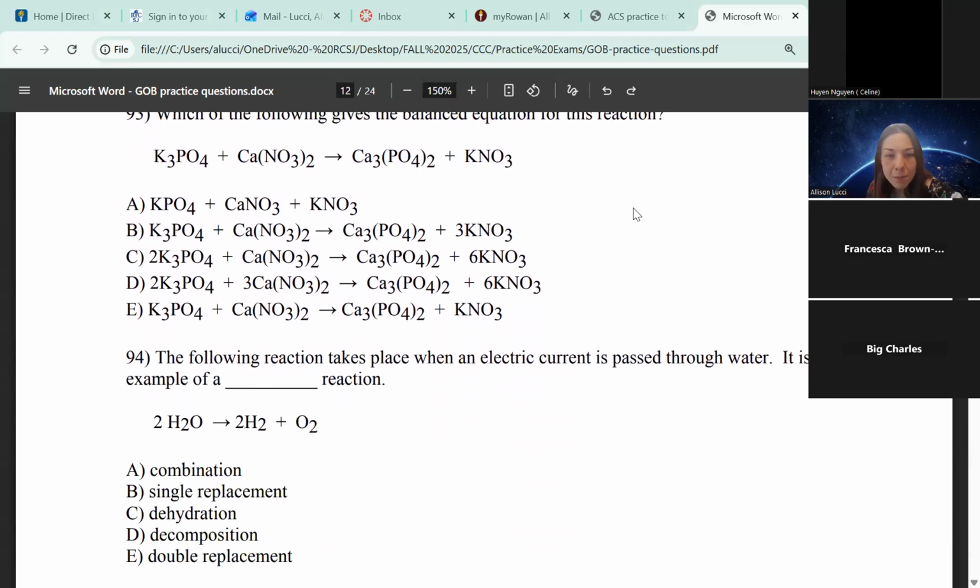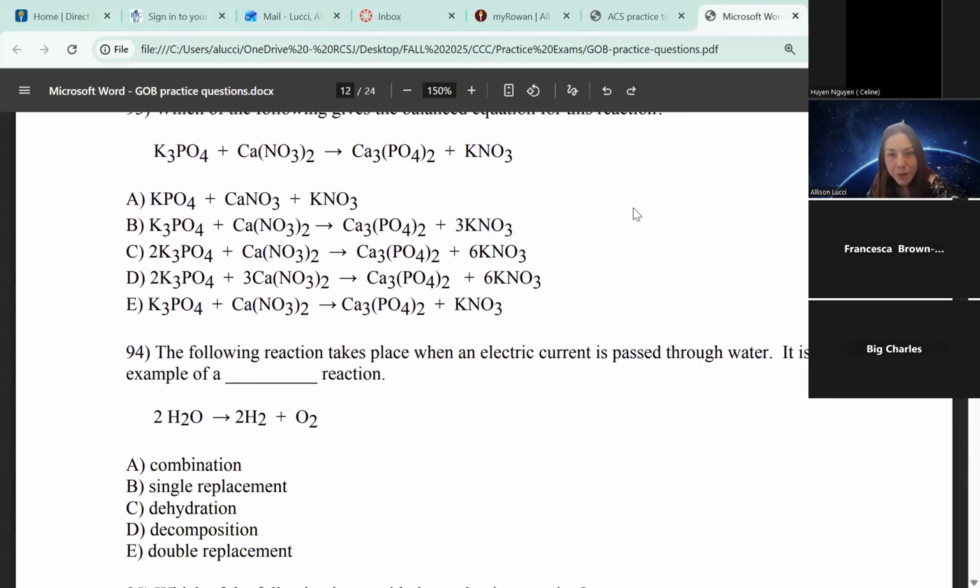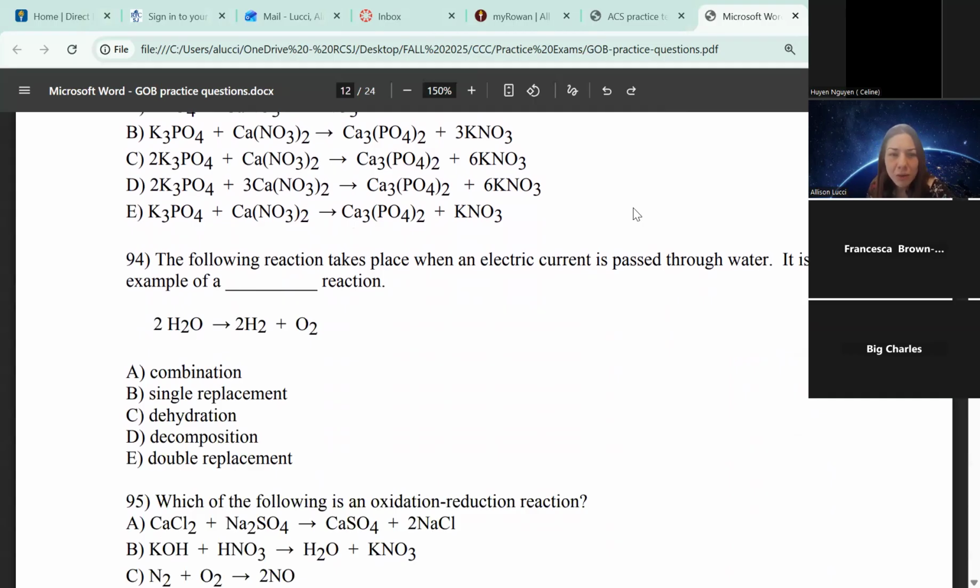So how many moles do you need to react with how many moles of substance? Just in general, number 94, for example, is a decomposition reaction. So I would know double displacement, single displacement, decomposition. Combination is when you have two things that become one, versus decomposition here, where we have one thing that becomes two.